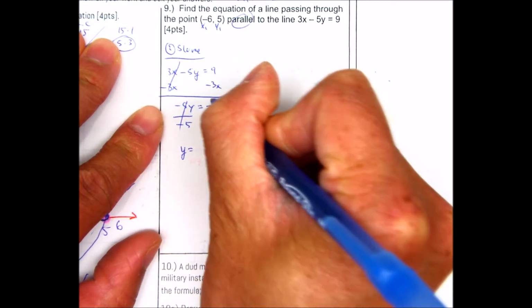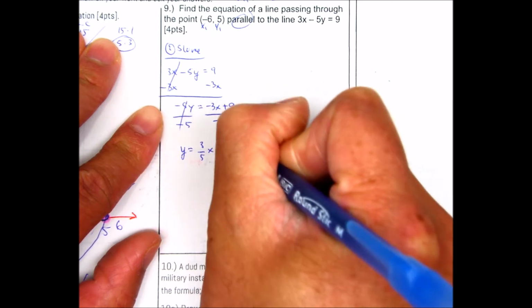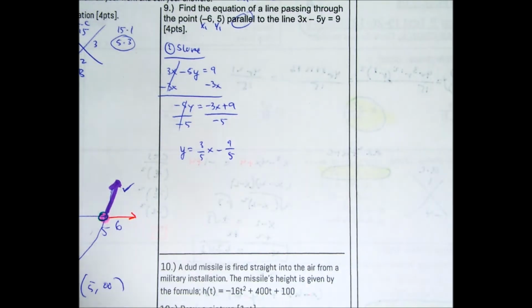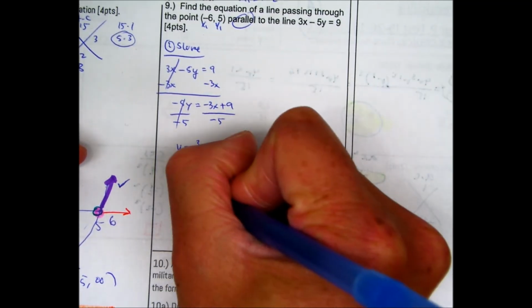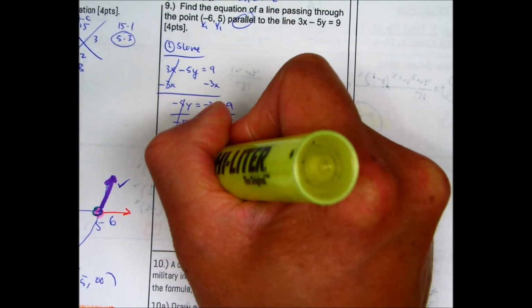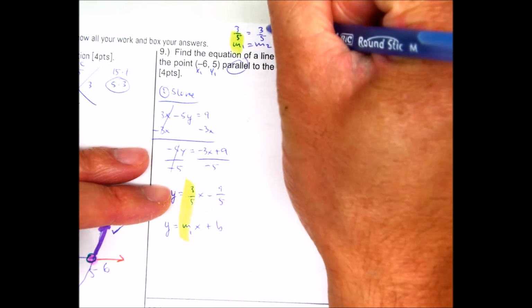Means y equals 3/5 x, and then negative 9/5. Now my slopes are the same, so if you wrote something like this, y equals mx plus b, call this the first slope of our first line, you can see that it's the coefficient in front of x, so m1 equals 3/5. So then I can just put in 3/5, and that means our other slope is also 3/5.